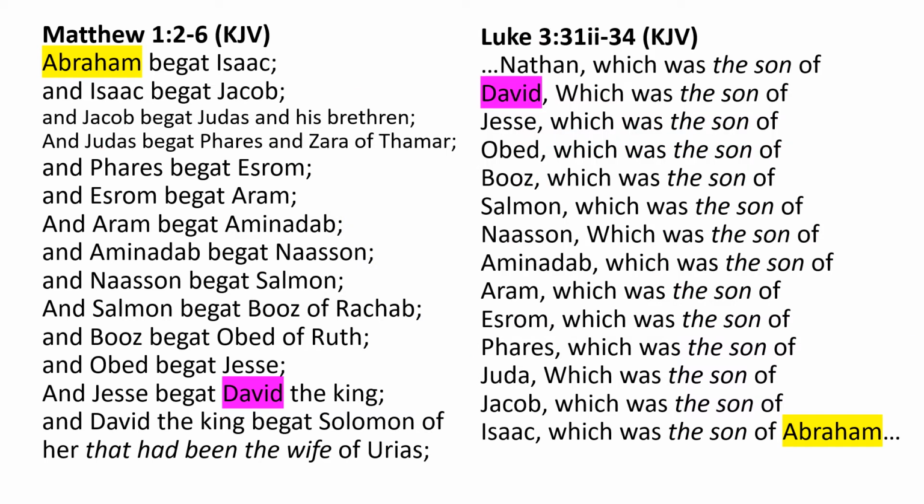Moving along with our comparison, in Matthew it states, "And Phares begat Esrom, and Esrom begat Aram, and Aram begat Amminadab, and Amminadab begat Naasson, and Naasson begat Salmon." Similarly, in the reverse style that's used in Luke, it states, "Salmon, which was the son of Naasson, which was the son of Amminadab, which was the son of Aram, which was the son of Esrom, which was the son of Phares." Let's add a few details to these individuals.